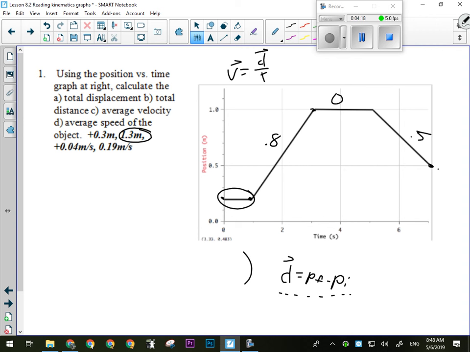Okay, now the other two just involve using either V equals D over T or V equals D over T. All right. I'm trying to find in part C average velocity, so that means I want to use this one, right, where I use the displacement divided by the time. All right, so to calculate average velocity for this question, that's going to be positive 0.3 meters, because that's what our displacement was, divided by, this took 7 seconds.